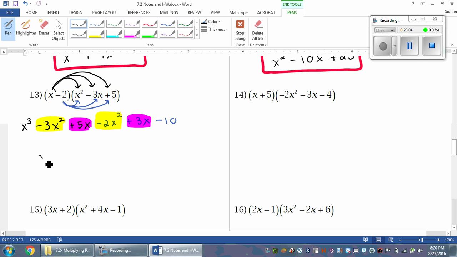So what I'm going to do is drop down that x cubed. Combine my yellow terms first. Negative 3 minus 2 is negative 5. Remember, you keep the exponent the same when you combine. You only add it when you multiply. 5x plus 3x, positive 8x, bring down the negative 10.